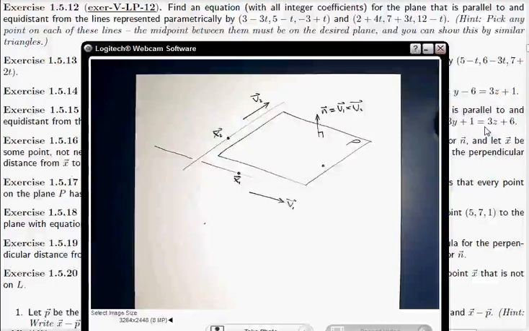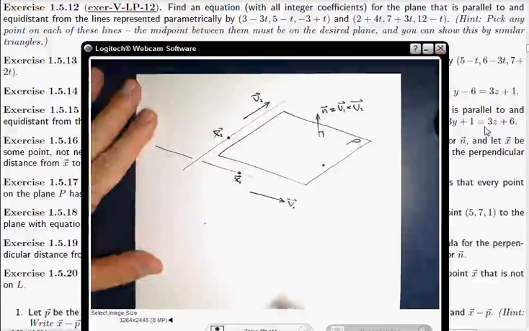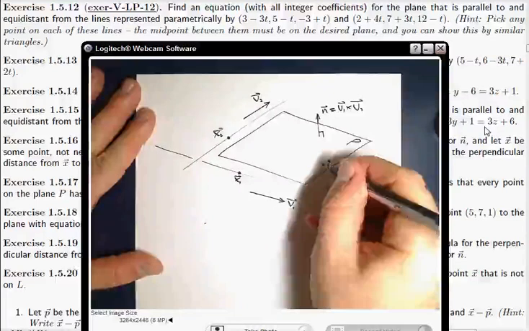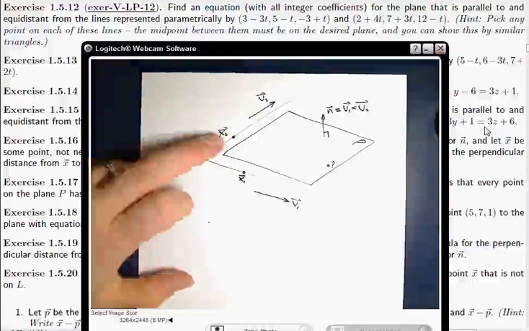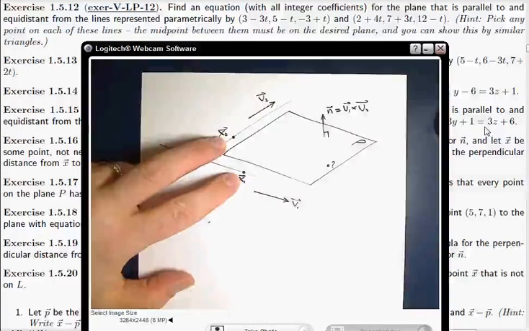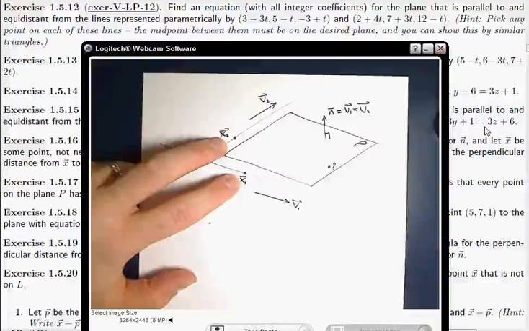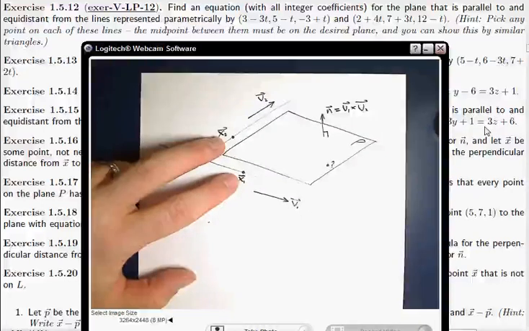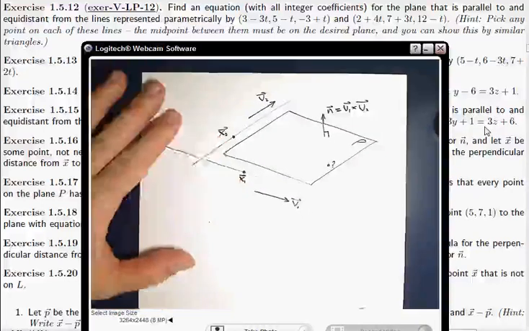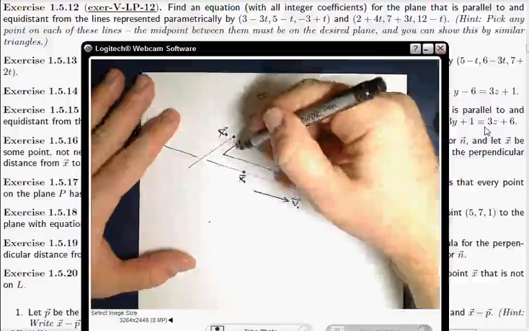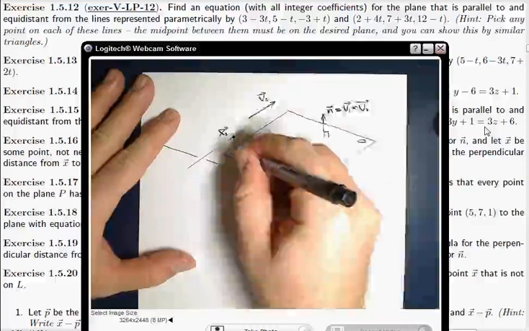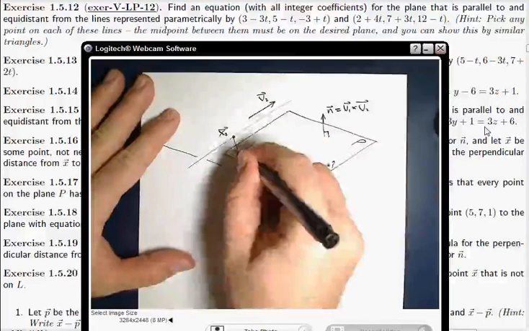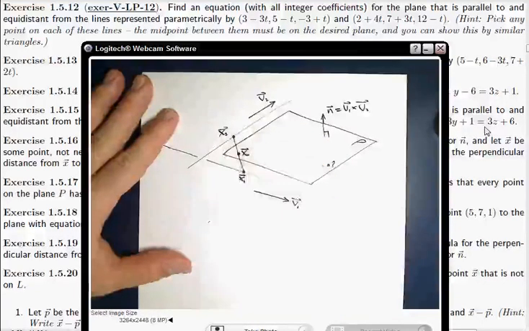So how to find some point that's in the plane, and what the hint says is pick any point on each of these lines. And by the way, we have some given to us, right? The base points for these parameterizations. And the hint suggests that the midpoint must be on the desired plane. So if I look at this line segment between those and look at the midpoint of that line segment, I'm going to call that x naught. I claim x naught has to be on that plane.